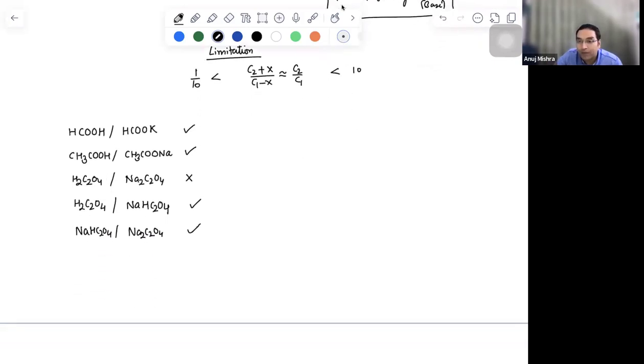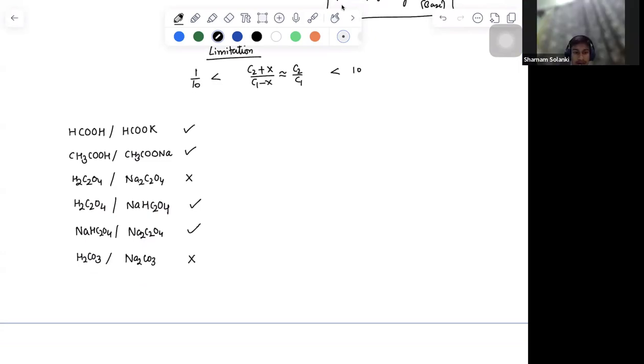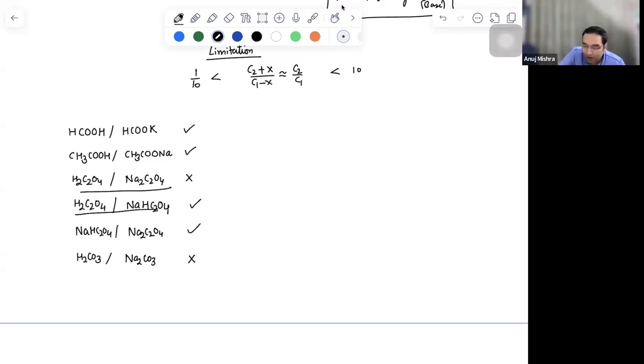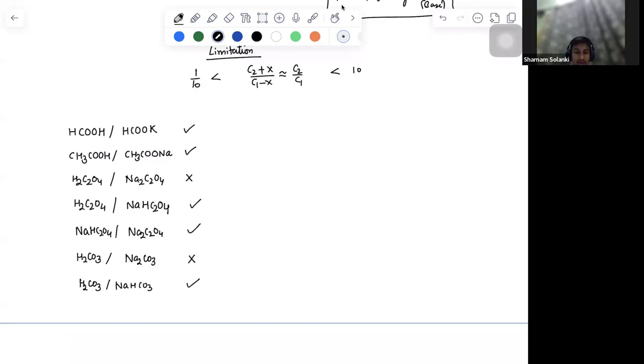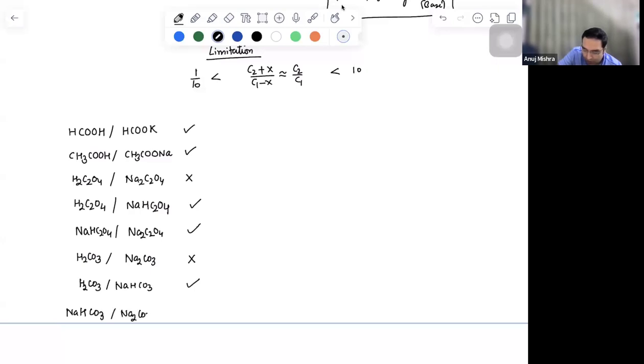Is it clear? What about this? H2CO3, Na2CO3. Is it a buffer? Yes sir, no, it isn't, that's what you taught us above. It should be adjoining: H2CO3 with NaHCO3. This is a buffer. Because if the gap is huge, you will not be able to balance the equilibrium that way. NaHCO3 with Na2CO3 is a buffer. Yes, it is a buffer.